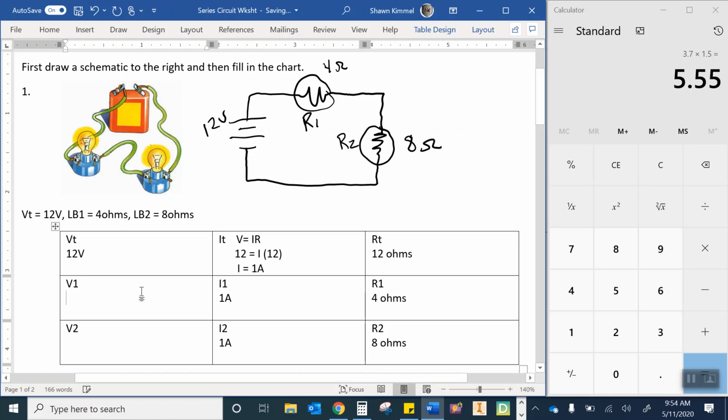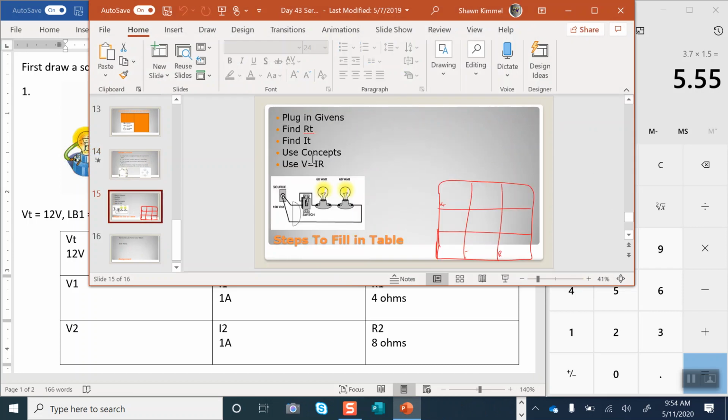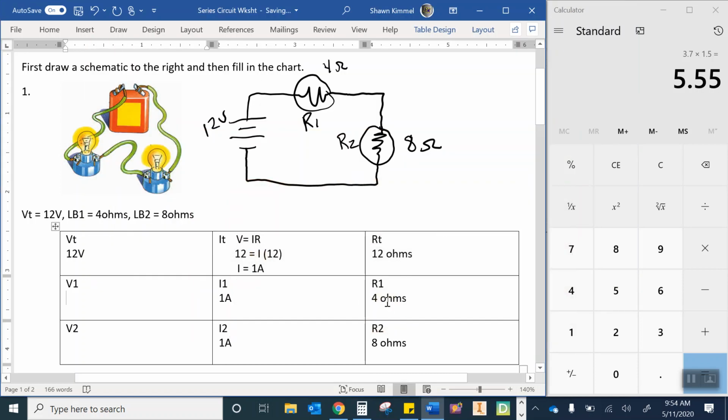Then, as many of you probably remember, the last step was to use V equals IR. Whenever we know two of the three boxes, the third one's always easy to find. We can use V equals I times R. 1 amp times 4 ohms gives me a voltage of 4 volts. So that means this first light bulb here is using 4 volts. The second light bulb is going to be 1 times 8, or 8 volts. And we've filled this in.